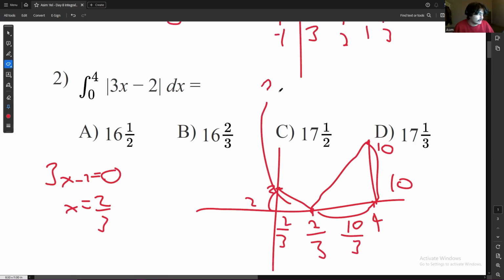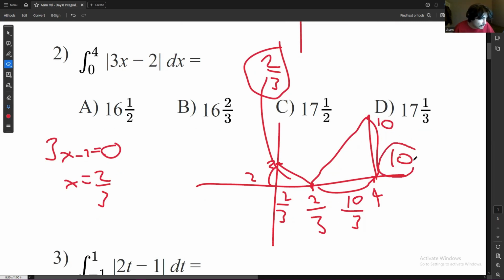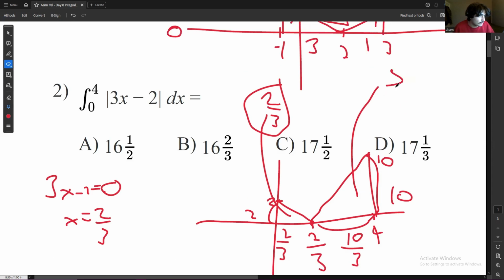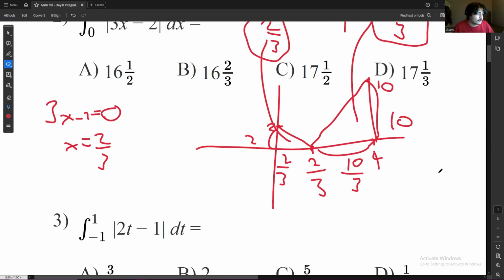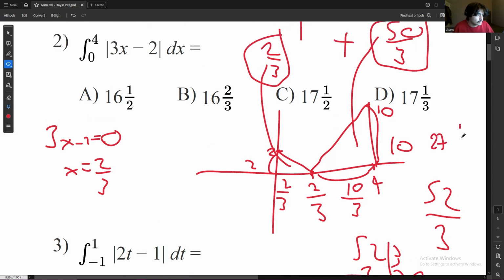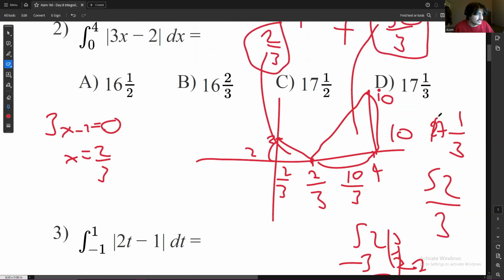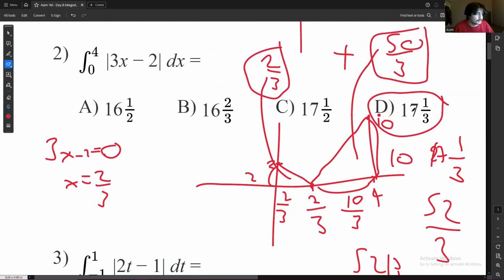So over here, I got 2 over 3. You can just calculate it if you're struggling with triangles. I'm just gonna do it faster in my mind. So over here, I got 100 over 6, so 50 over 3 as my area. And we add these together, and I end up with 52 over 3. And what is 52 over 3, guys? It's 17 plus 1/3.